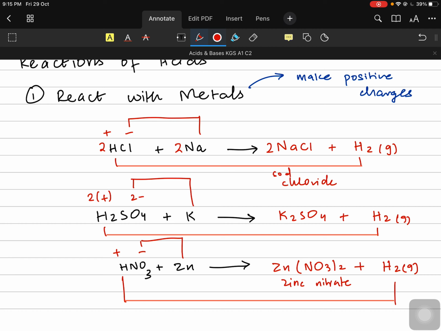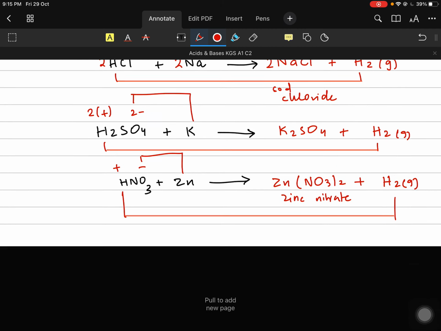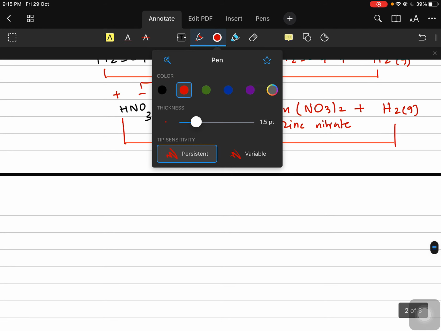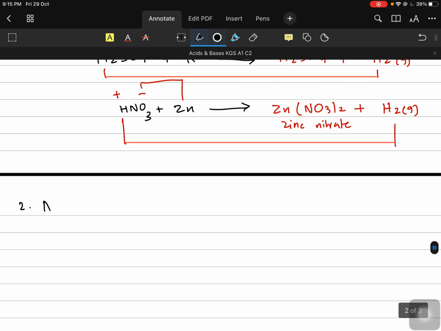Let's try out one more example of what other kind of reactions we have with acids. So when acids react with metal carbonates. Now what's a metal carbonate is a question.